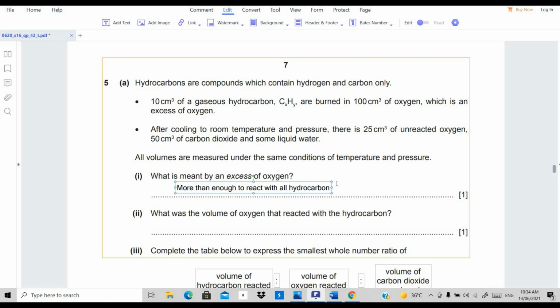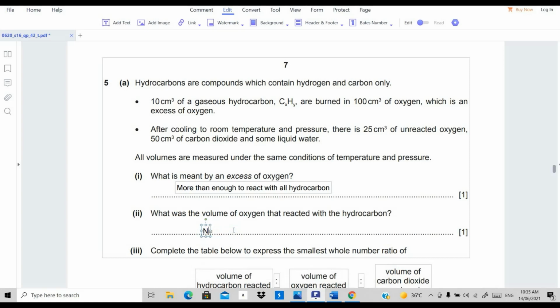10 centimeter cubed of gaseous hydrocarbon, this is the hydrocarbon, are burned in 100 centimeter cubed of oxygen, which is an excess of oxygen. So in total, the volume of oxygen we have is 100 centimeter cubed. After cooling to room temperature and pressure, there is 25 centimeter cubed of unreacted oxygen. So there was 25 centimeter cubed of oxygen that didn't react. Okay, so what does this mean? Easy answer. We will subtract the unreacted oxygen from the total volume of oxygen, which is 100 minus 25. So 100 minus 25 will give us 75 centimeter cubed. Easy answer. Easily score 1 mark.